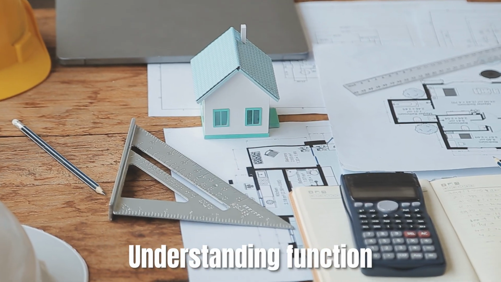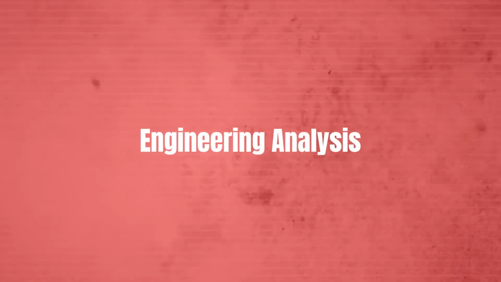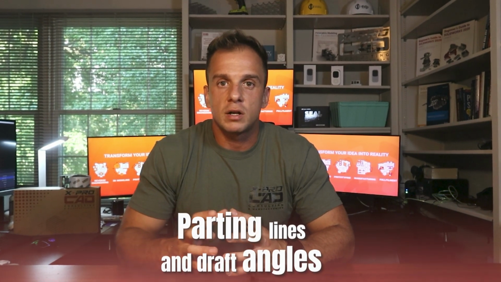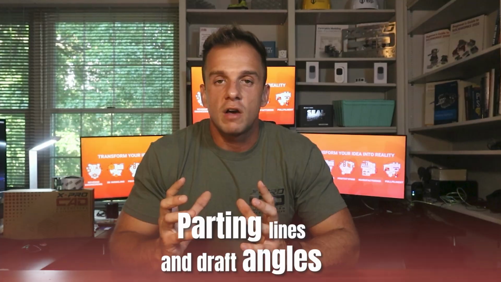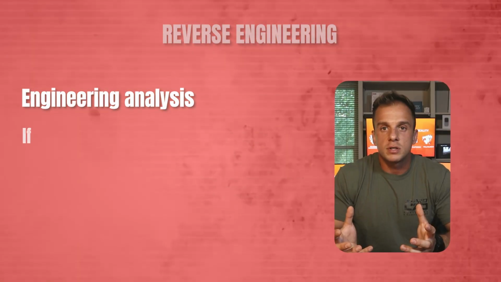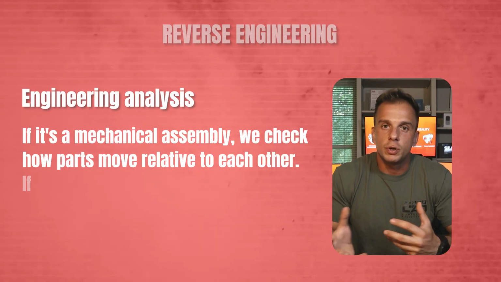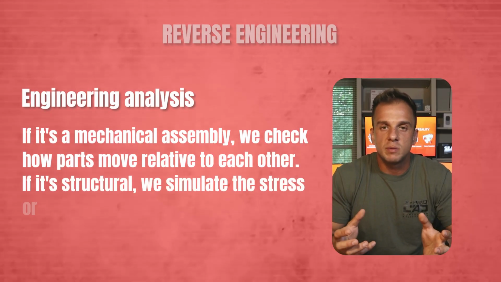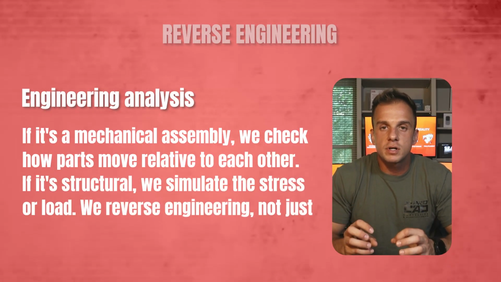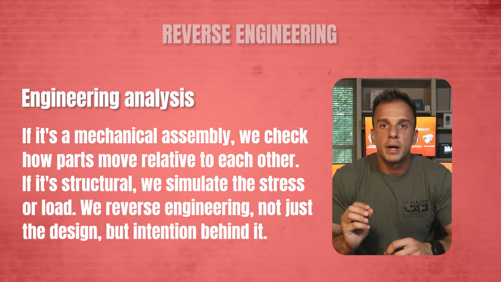But reverse engineering isn't just about the shape, it's about understanding function. We analyze materials, what it's made from, why it behaves a certain way, how it's assembled. We study parting lines and draft angles for injection molded parts. We evaluate tolerances for machine components. If it's a mechanical assembly, we check how parts move relative to each other. If it's structural, we simulate the stress or load. We reverse engineer not just the design, but the intention behind it.